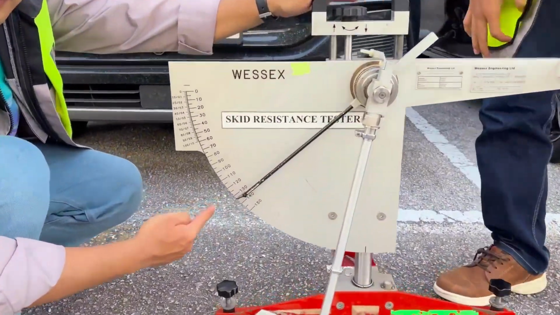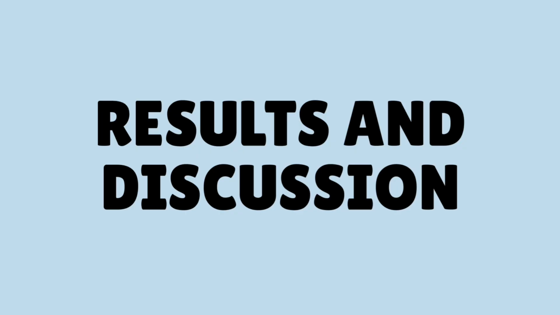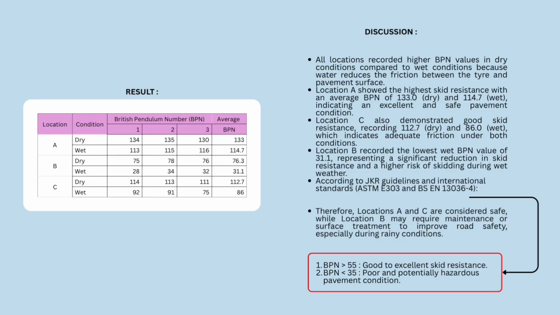We must take the reading from the apparatus and record it. This process must be repeated at two locations and under two different conditions, wet and dry. Results and discussion. The table on the left side shows the results we obtained from the test.